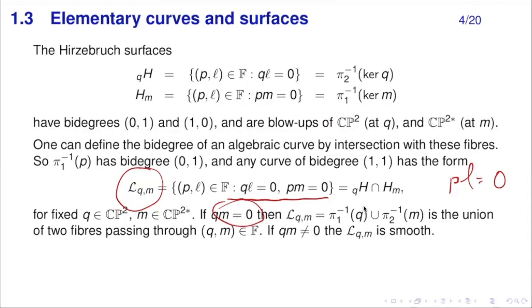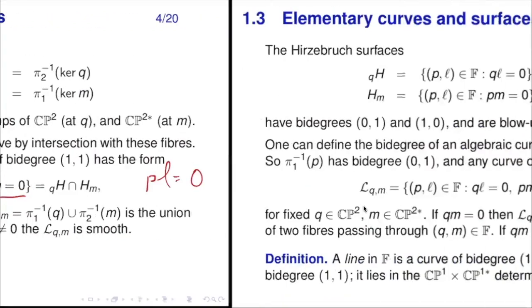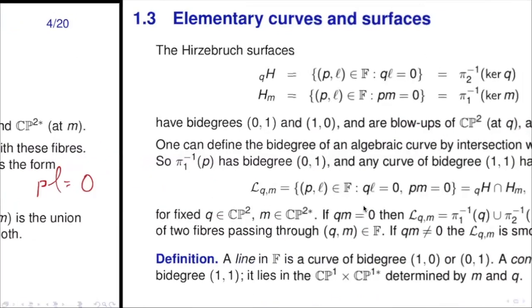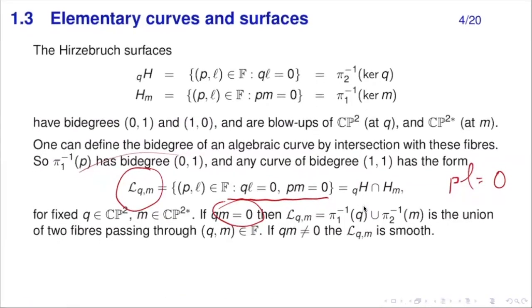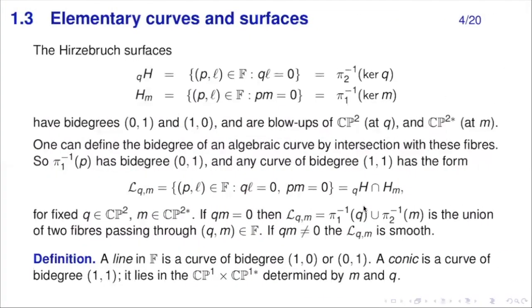Okay, so let me just give this definition because these objects will be important for what follows. So let me just record this definition. By a line in the flag manifold, I just mean one of these fibers, a fiber of pi1 or a fiber of pi2. So actually the fiber of pi1 has bidegree 0, 1. It goes the opposite way to what you might expect. Fiber of pi2 has bidegree 1, 0.